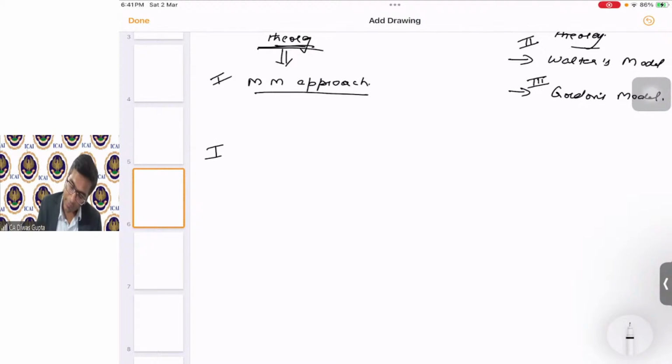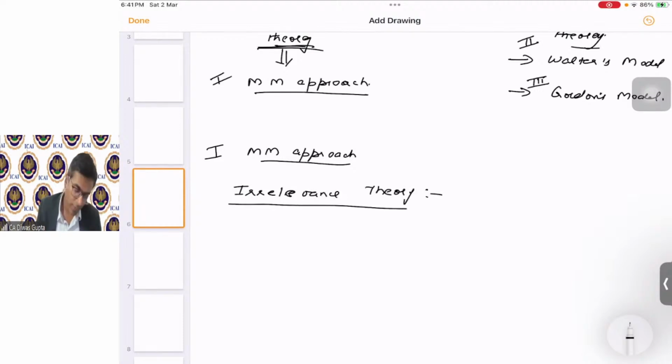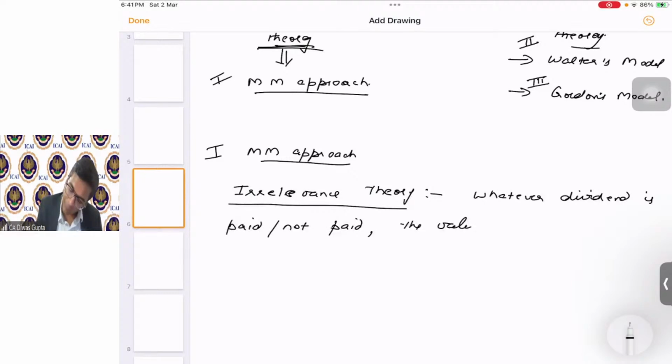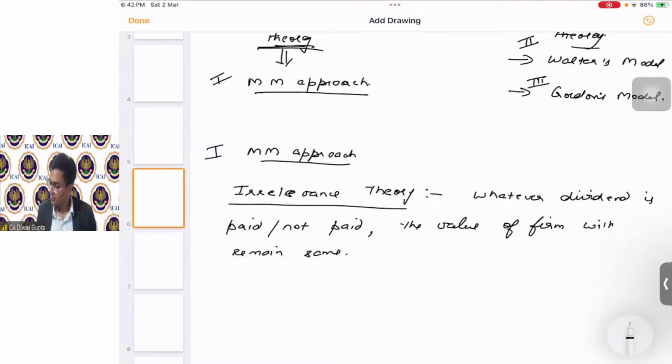So it is called irrelevance theory. Why? Because whatever dividend is paid or not paid, the value of the firm will remain same. Okay. The value of the firm will remain same.